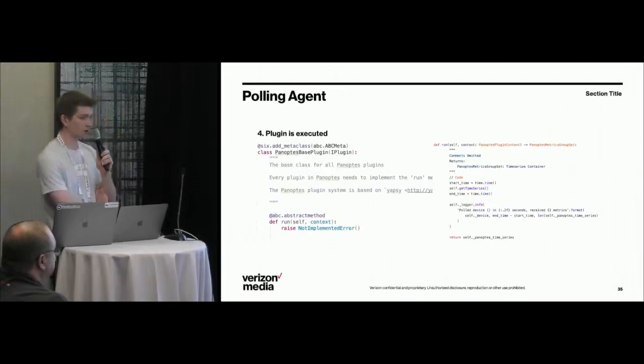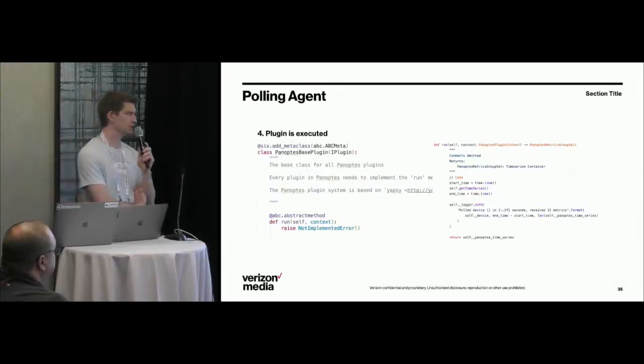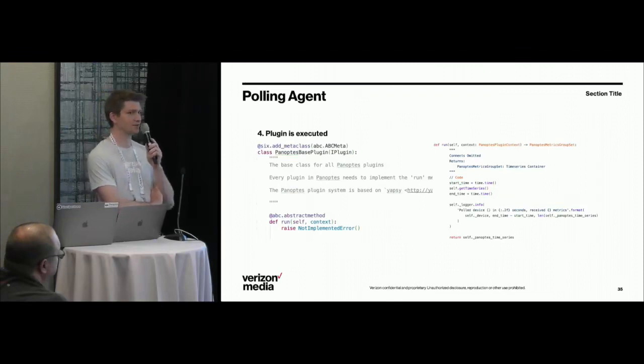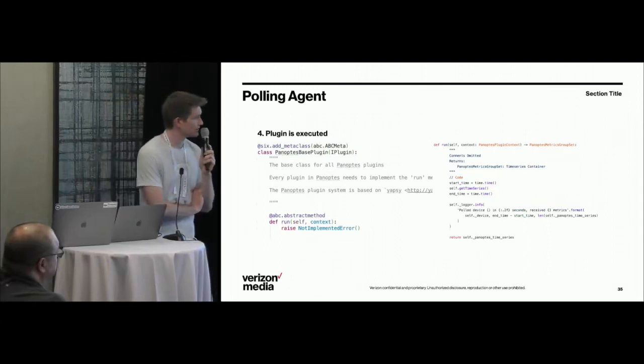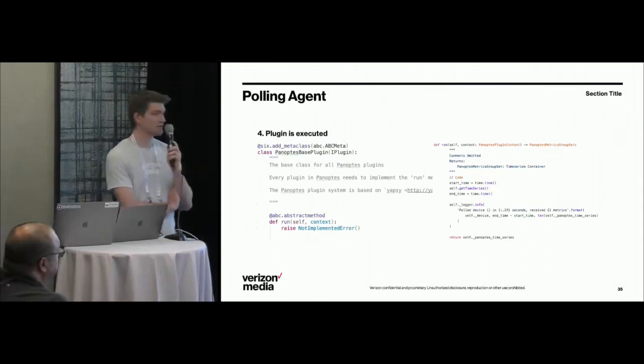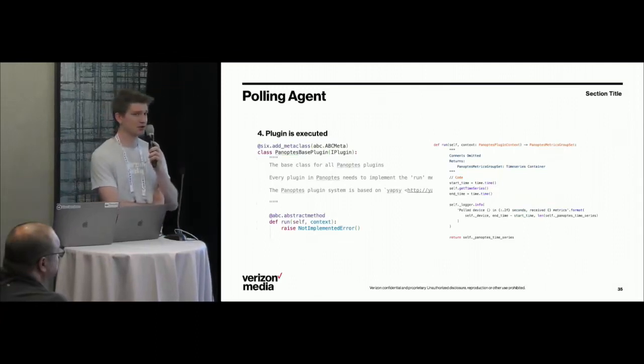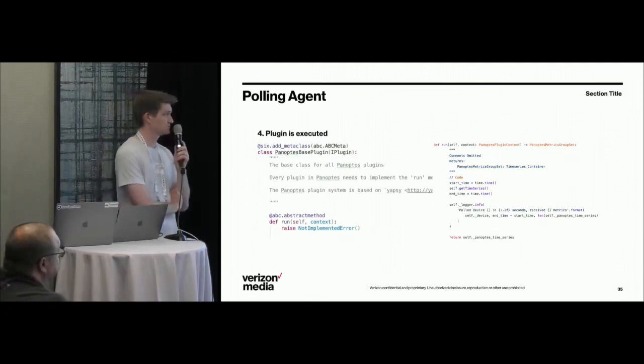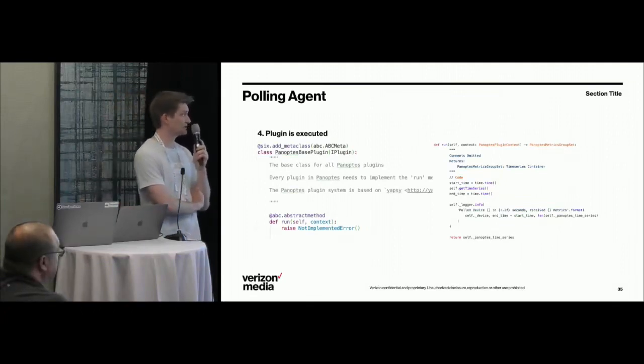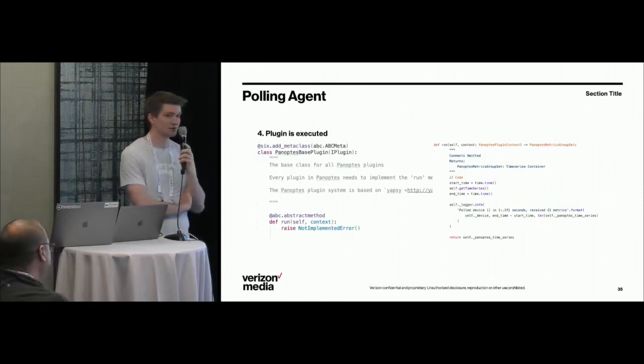If you look through the code a little bit, you'll see that all Panopti's plugins inherit from the Panopti's base plugin. This is an abstract base class, so if you inherit from it, you have to implement the run method. This is, as you can see on the right, a function that returns Panopti's metrics group set, which is just containerized time series in our internal serialization format. It records the start time and end time, and calls the function get time series. You can implement that however you want.